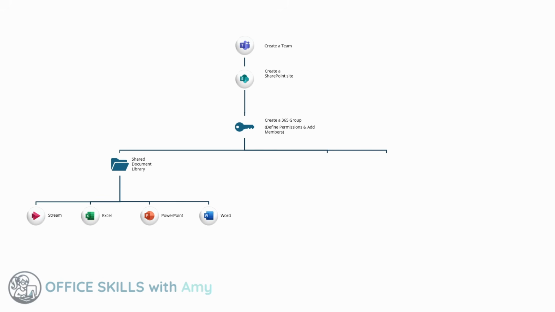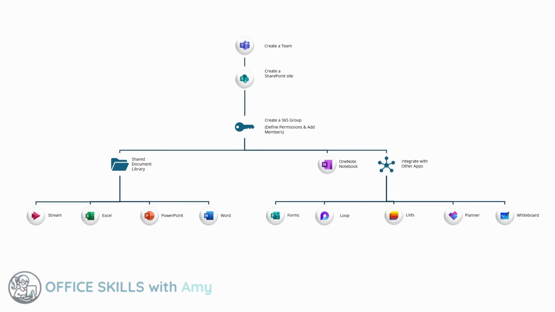Now, with every 365 group, we get a shared document library where you can organize and store your team's files. You also get a OneNote notebook where you can manage your notes. And we can also integrate with other applications such as Microsoft Loop, Lists, Planner, Forms, and Whiteboard. So we can really see that the 365 group is at the heart of a Microsoft team, because everybody that you invite into the team where we define the permissions is going to have access to all of the resources that are stored within your team.